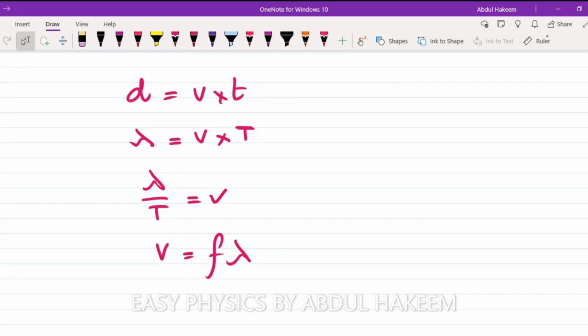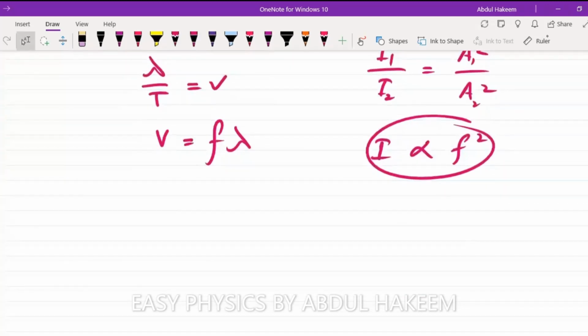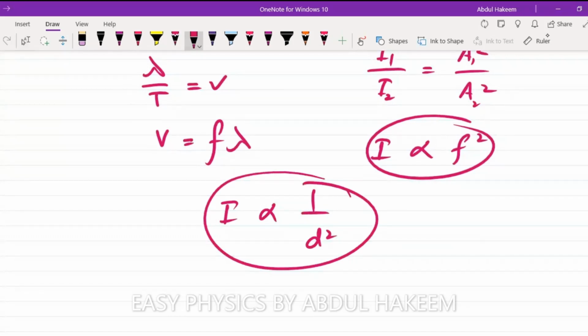And the intensity of the wave is the rate of transfer of energy per unit area of the wave. The intensity depends on three factors: amplitude square. That's why we can write I1 over I2 equals amplitude 1 square over amplitude 2 square. Intensity is directly proportional to frequency square. And the third is intensity inversely proportional to distance square, distance from the source, distance from the origin of the wave. v is equal to f lambda.